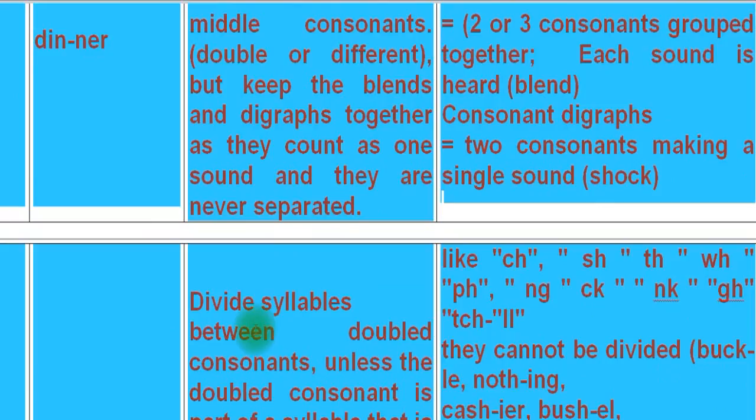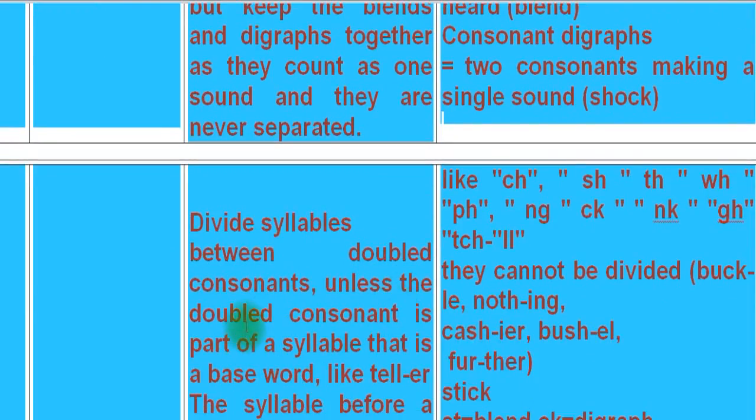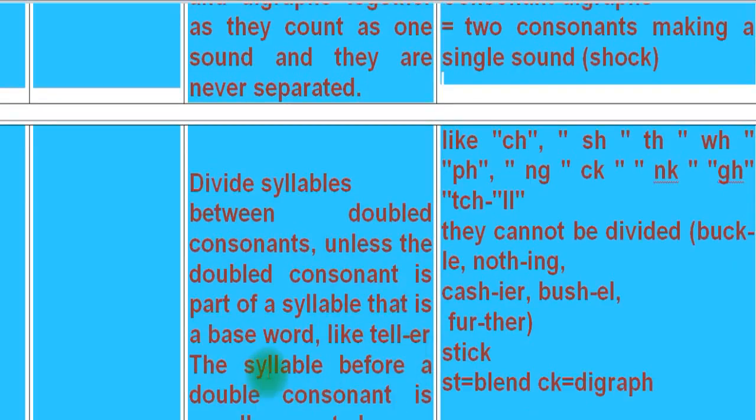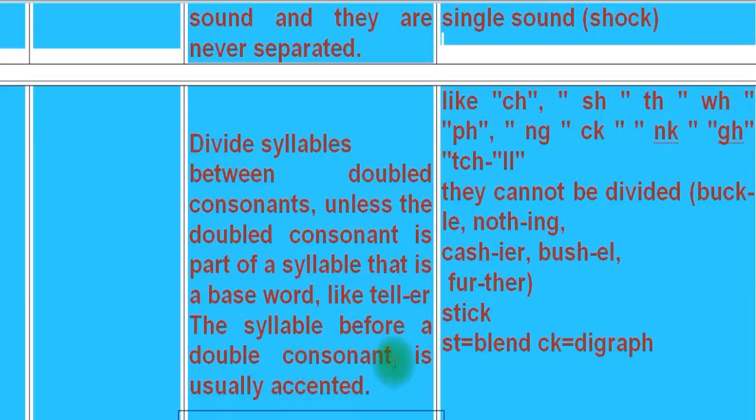Divide syllables between double consonants unless the double consonant is part of a syllable that is a base word, like teller. Tell is the base word, and we have er as a suffix. So teller. The syllable before a double consonant is usually accented.